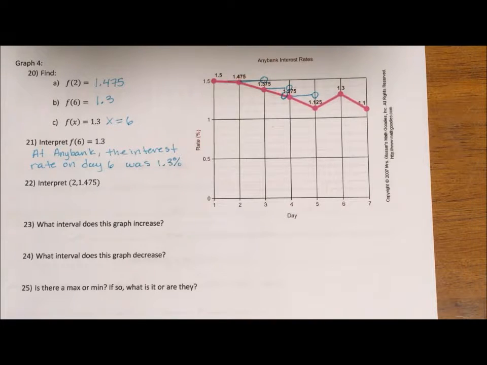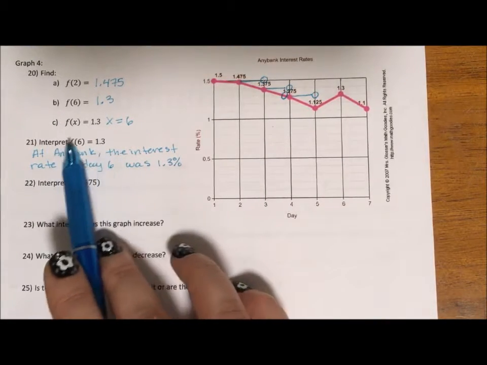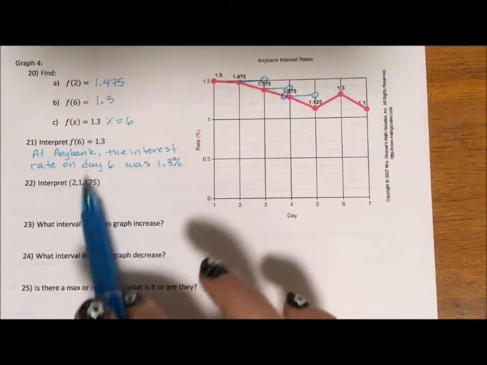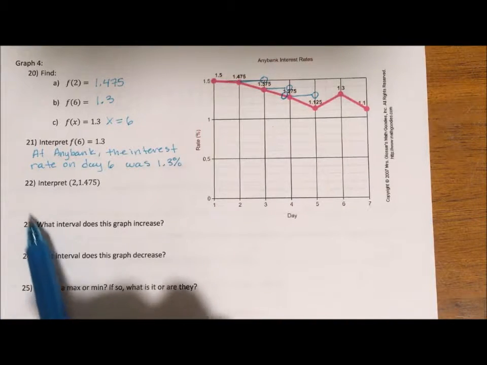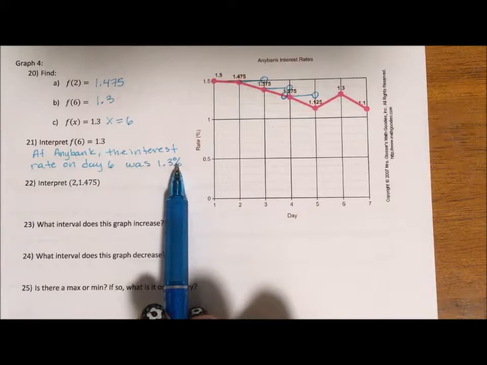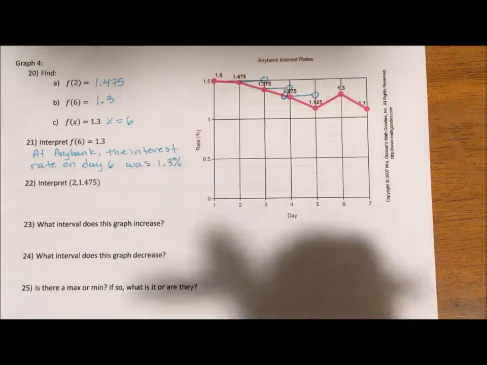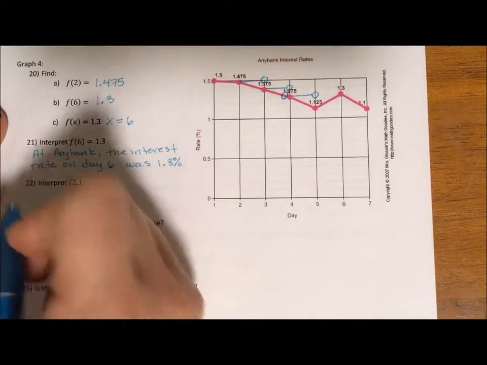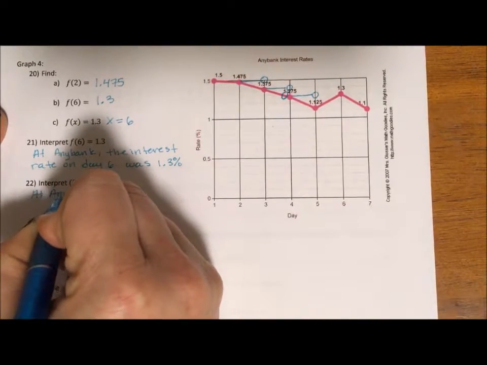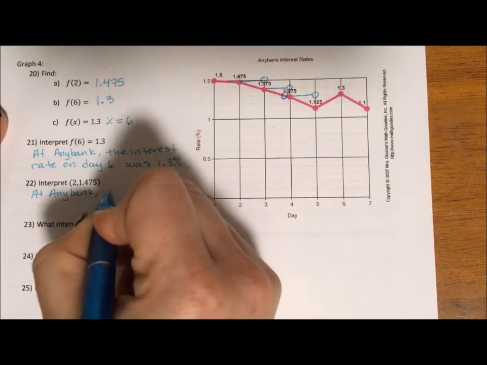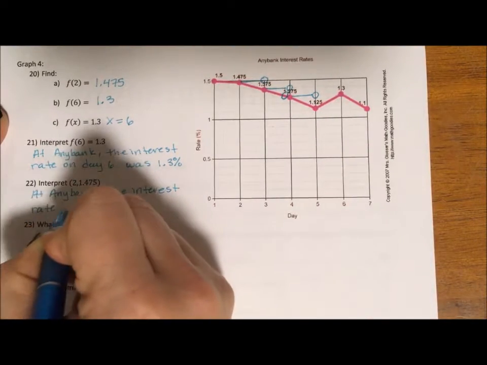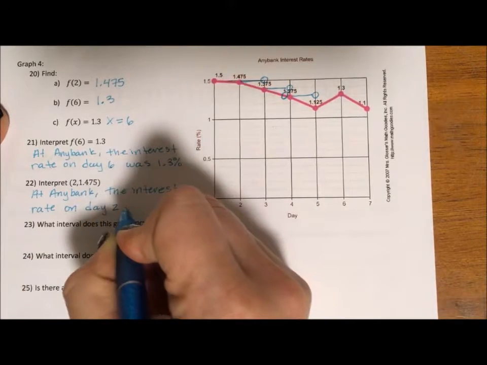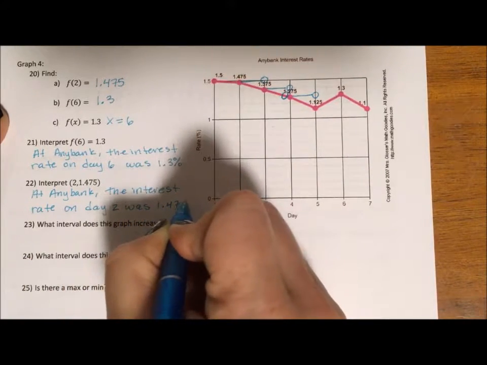Okay, so interpret (2, 1.475). These are exactly the same, and one of the nice things about function notation is the input is first and the output is second, which means function notation and an ordered pair are written in the same order, which is convenient. The other thing is once you have an interpreted sentence, you can use it word for word, changing the data that you're using. So for number 2, I'm going to start off with at any bank, comma, the interest rate on day 2 was 1.475%.